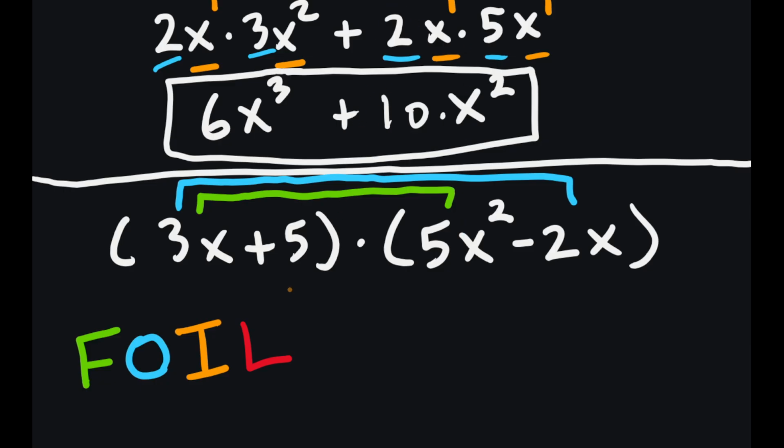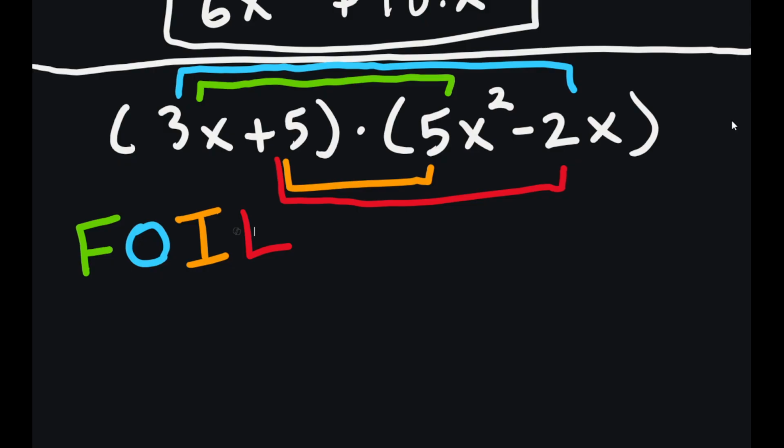And what does I stand for? I stands for inner. So what are the two inner terms? They're the terms on the inside. We're going to multiply the positive 5 by the 5x squared. And L stands for last. So what are the last terms in each polynomial? It is the positive 5 and the negative 2x. So let's go ahead and multiply those as well. So positive 5 times negative 2x.